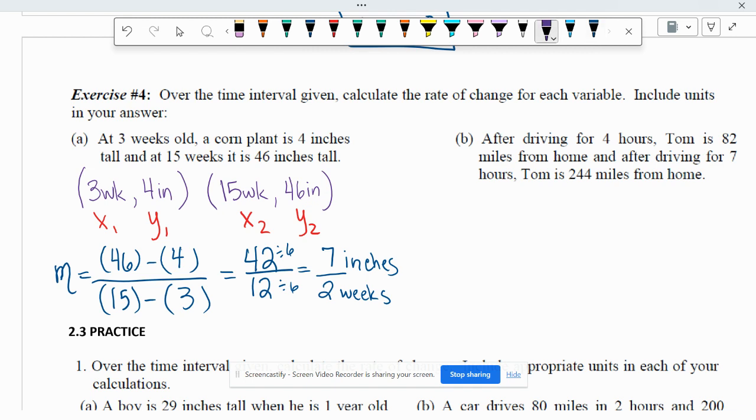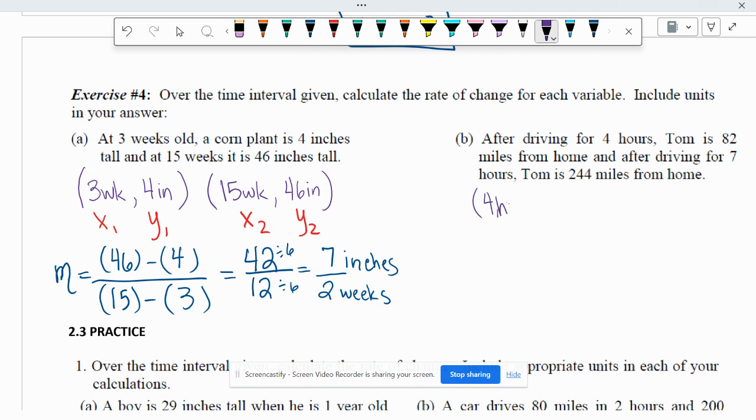After driving for 4 hours, Tom is 82 miles from home. After driving for 7 hours, Tom is 244 miles from home. Is Tom getting closer to home or farther away? He's getting farther away. Good job. So that means this is increasing. So what are my ordered pairs here?